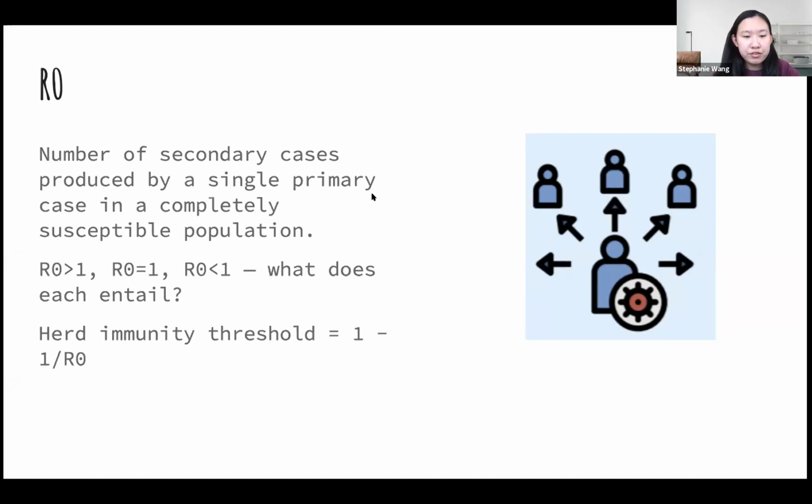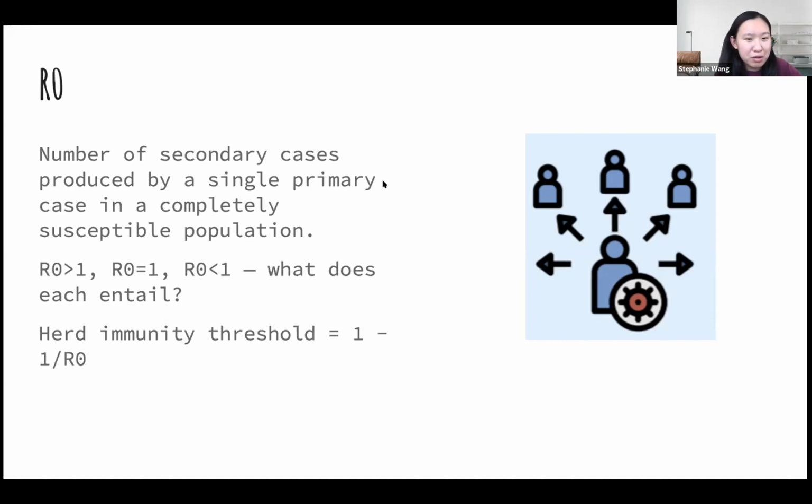So the number of secondary cases produced by a single primary case in a completely susceptible population. So let's say we have the measles disease. That's a very, very infectious airborne disease. So one person with measles goes into an entire population where no one has measles and no one has the vaccine for measles. It's just completely susceptible. So that person, on average, how many people will he or she infect? That would be the ratio, the reproductive ratio.